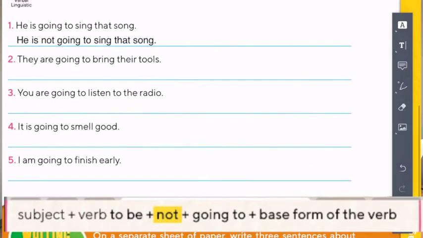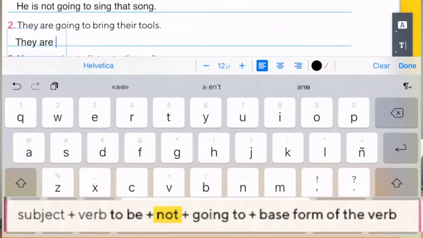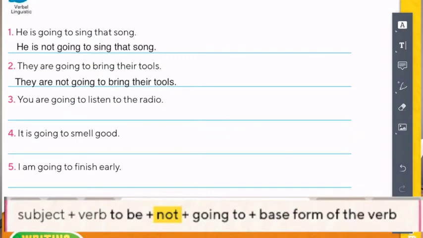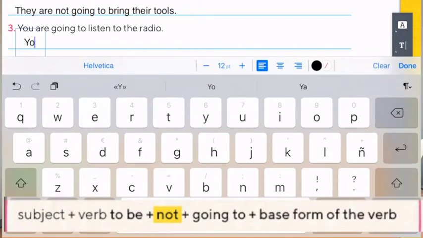Number 2. They are going to bring their tools. They are not going to bring their tools. Perfect. Number 3. You are going to listen to the radio. You are not going to listen to the radio.